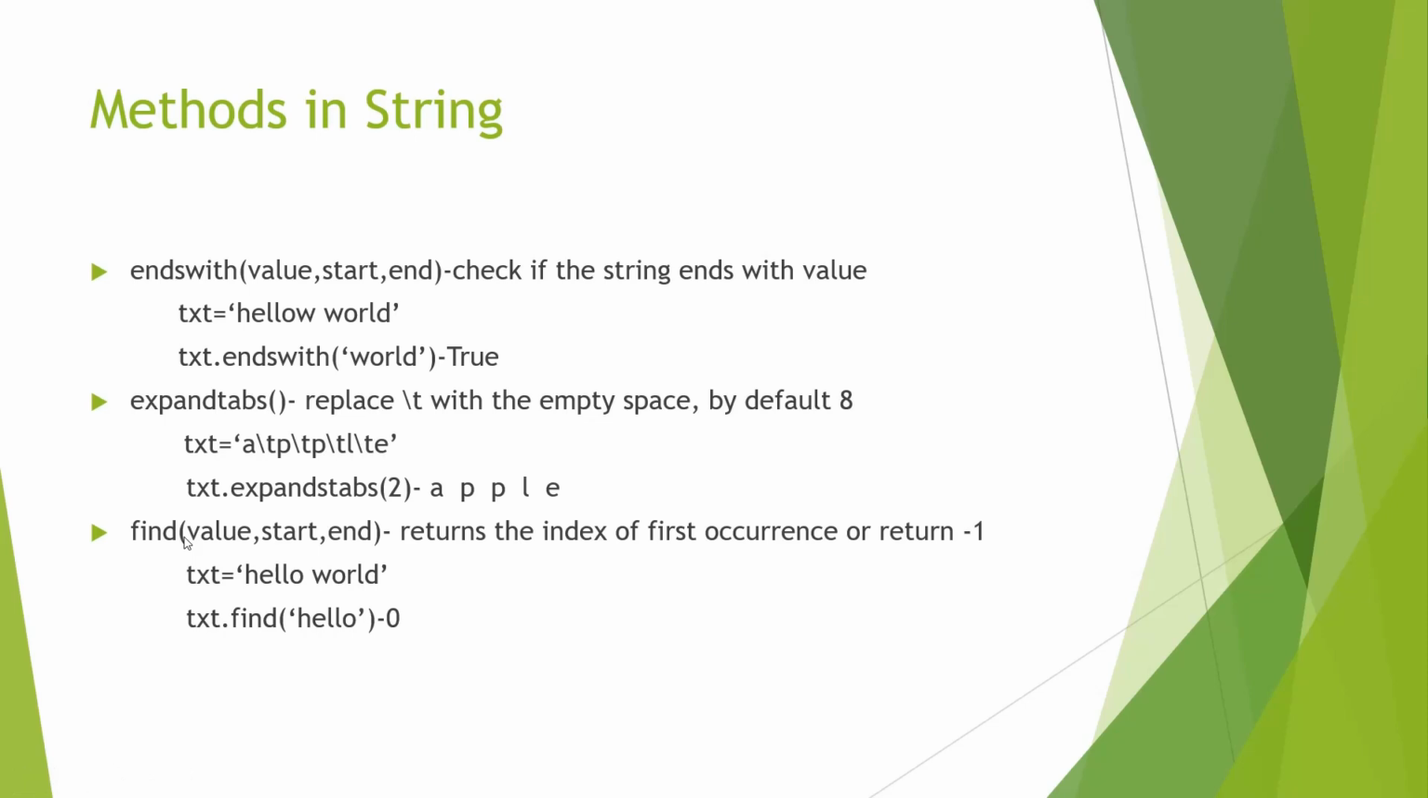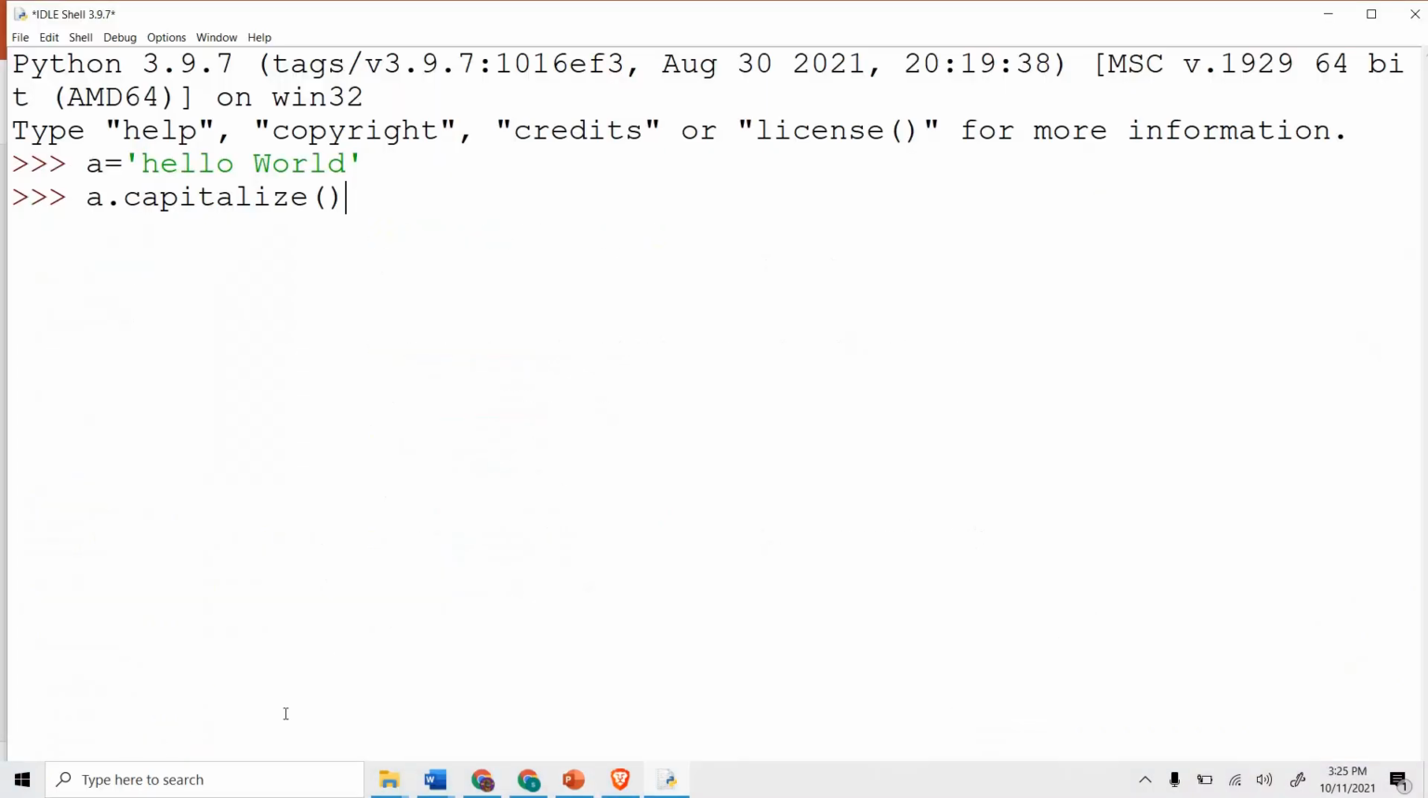Let's see this in practice. So hello world is our string here. For hello, the first letter H is small, and for the string world, the first letter is capital. So when we do a.capitalize, it's going to convert the first character of the first word into capital, and all the rest of the characters are converted into lowercase like this. Okay, so we have this string here.